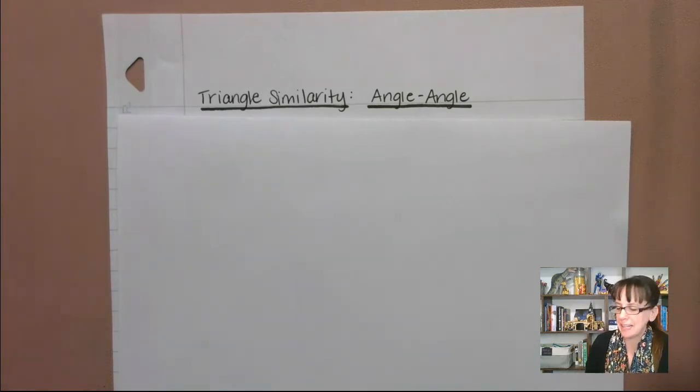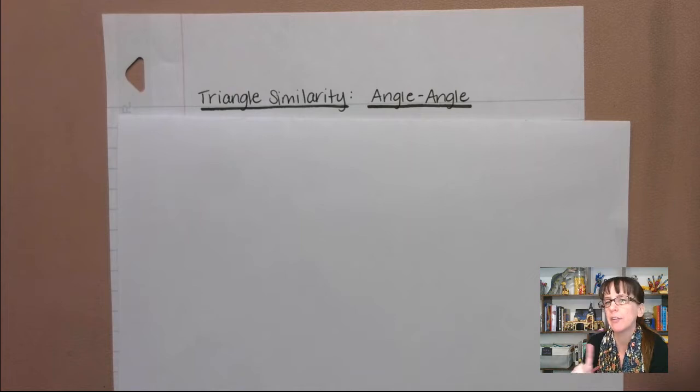We're going to use angle-angle. So if we have two triangles and two of the angles are congruent to two angles in a different triangle, then those triangles are similar. The angles have to be congruent.